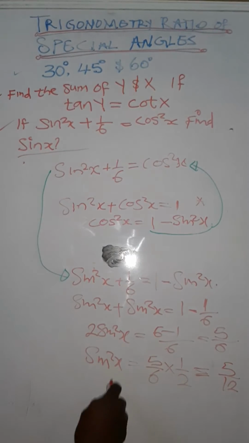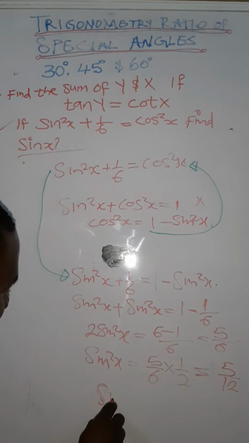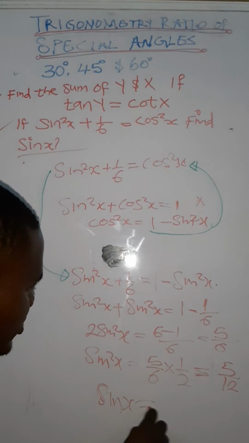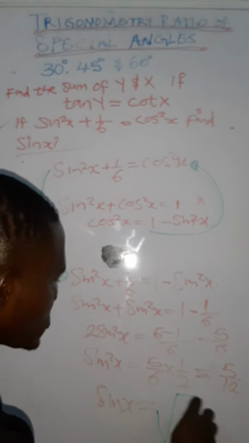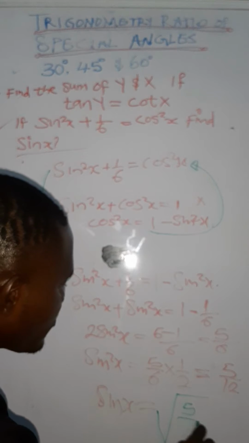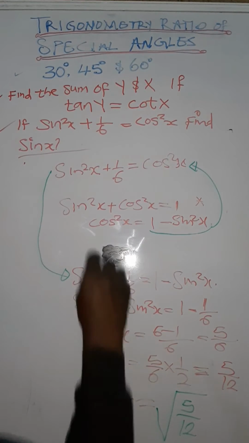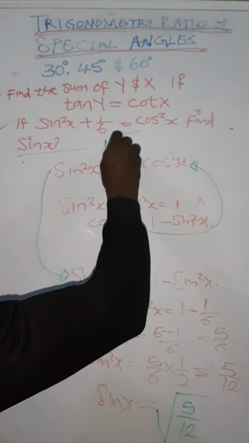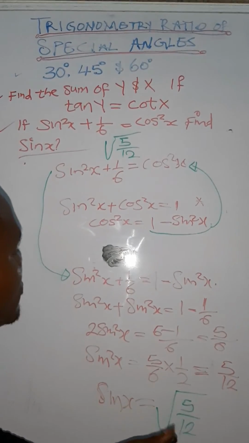If I now find the square root of both sides, sine x will be equal to the square root of 5 over 12. So that is the answer. The answer to the question is the square root of 5 over 12. These are some of the things that you need to know.